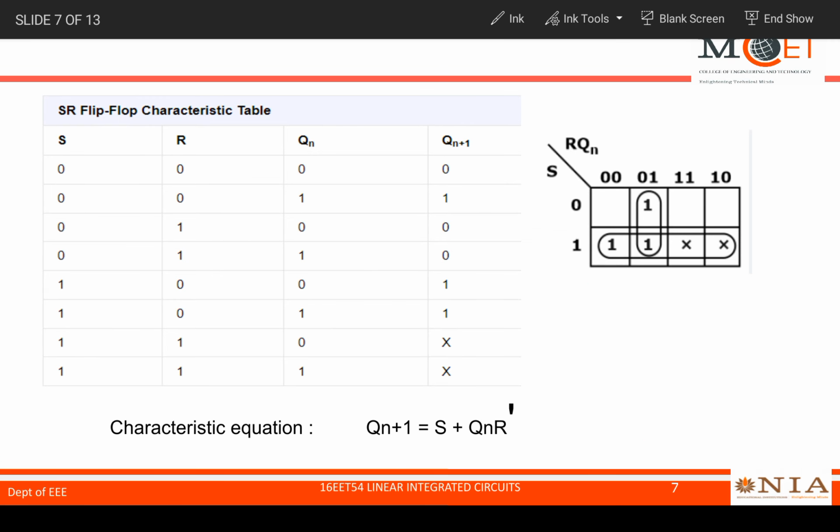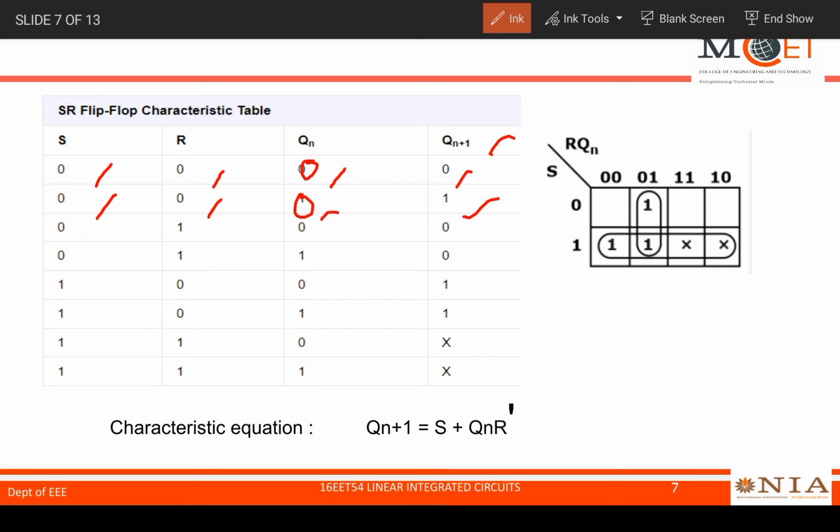This is the characteristic table. As I said before, S and R are the inputs, Qn is the present state, and Qn plus 1 is the next state. Here we are going to consider S and R as 0, 0 and present state as 0. With this input, we substitute in the circuit diagram and we will get the next state as 0. Keeping S and R as 0, 0, we now consider the present state as 1, work it out in that circuit, and the corresponding output will be 1 for Qn plus 1, that is the next state.